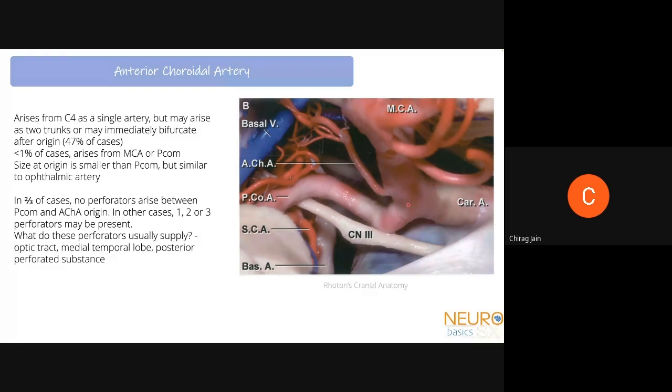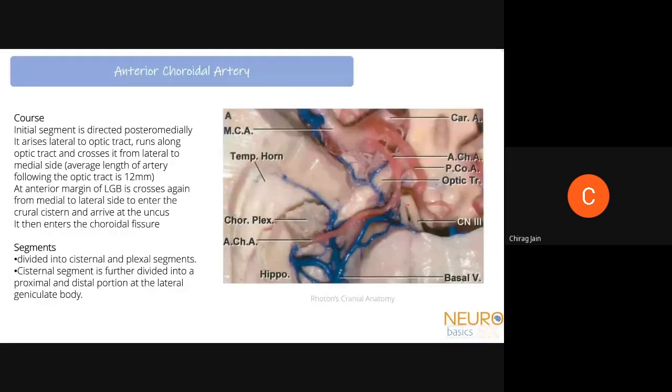The anterior choroidal artery, after its origin from the ICA, runs posteromedially, and then it arises lateral to the optic tract. It will run along the optic tract and cross from the lateral to the medial side. It follows the optic tract and ends up reaching the lateral geniculate body. After it reaches that, it again crosses back from the medial to the lateral side.